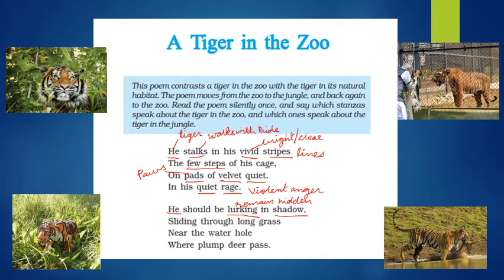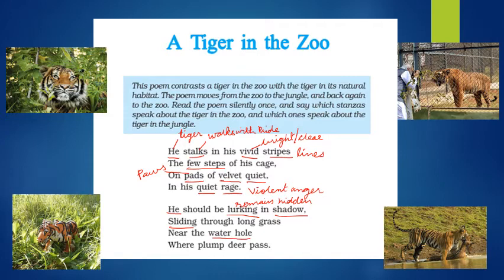Shadow is a place where it is dark. It's a dark area under the tree or something. When the tiger hides there, it won't be noticed by any other animal. So why do you think the tiger wants to hide there? It wants to catch its prey. So that is its way of hunting. Sliding through long grass. Sliding means here it moves smoothly, that slips, and slyly it moves through the long grass that is found near the water hole.